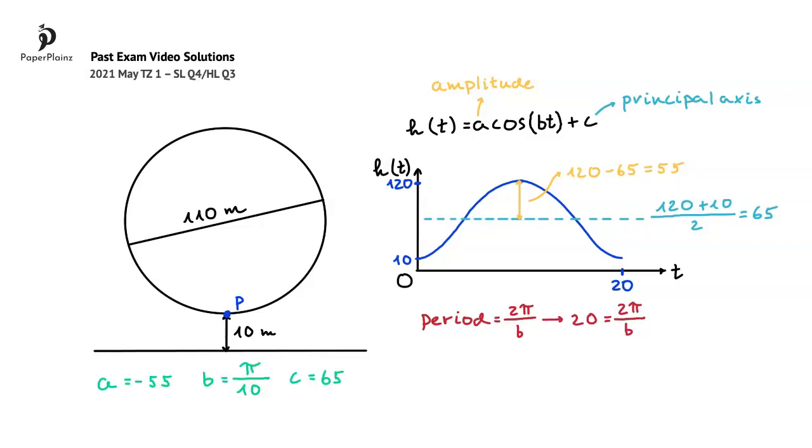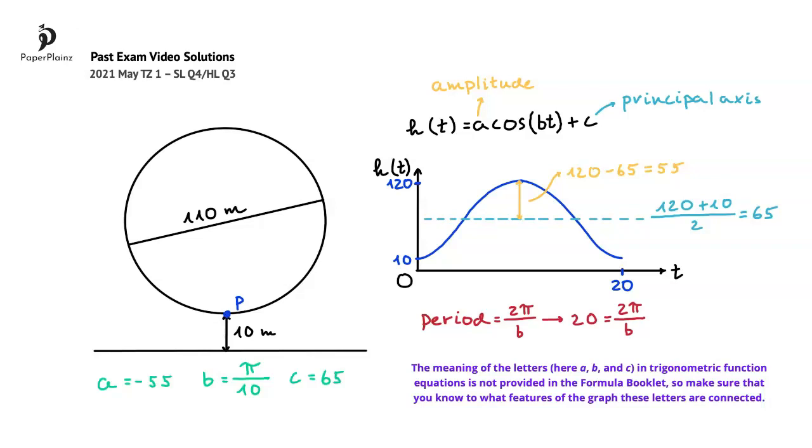An exam-taking tip that you can take away from here is that the meaning of the letters, here a, b, and c, in trigonometric function equations is not provided in the formula booklet, so make sure that you know to what features of the graph these letters are connected. Here, for instance, a is connected to the amplitude, b to the period, and c to the principal axis.